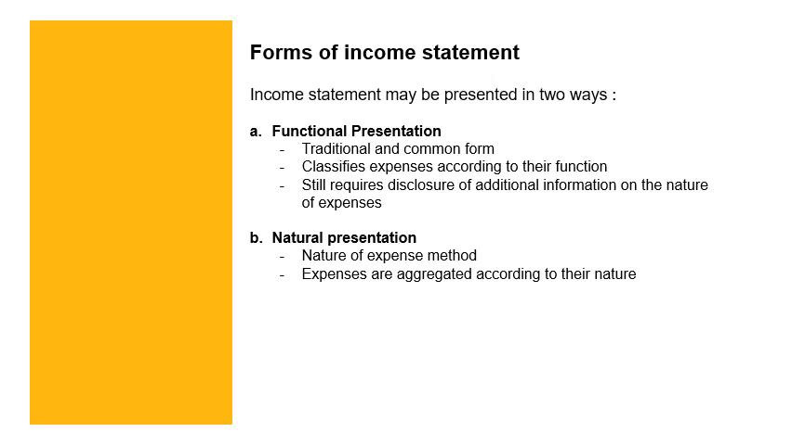So, it still requires the disclosure of additional information on the nature of expenses. So, kapag functional presentation, pinapresent natin yung expenses based on their function, pero yung nature nila, nandun sa notes to financial statements. Dito naman sa letter B, yung natural presentation, since presented na siya sa financial statements based on nature pa lang, therefore, hindi na natin kailangan ng disclosures sa notes to financial statements.